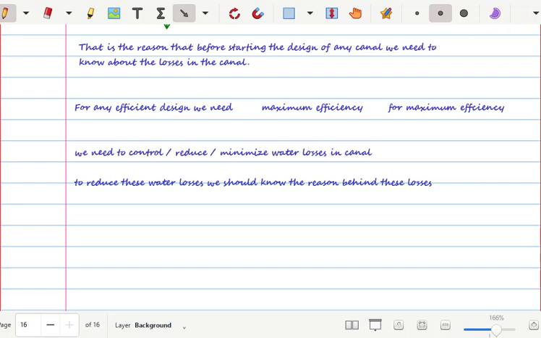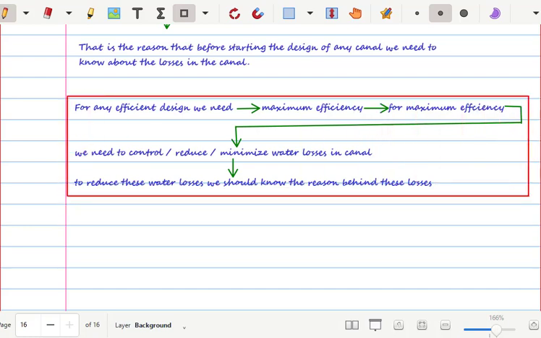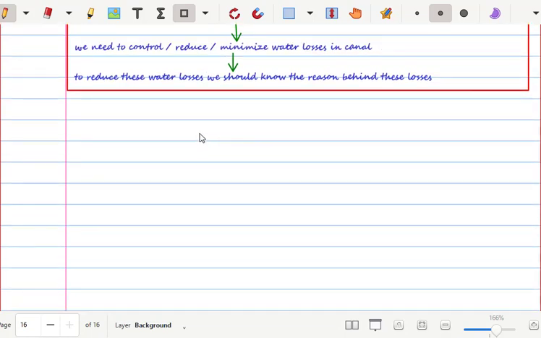So the first thing is that for an efficient design, we need maximum efficiency, and for maximum efficiency, we need to control, reduce or minimize the water losses in the canal. And to reduce these water losses, we should know the reason behind the losses, right? So this is all what we are going to discuss in our today's video. These were some important points. So now let's see what are the different kinds of losses we will find in a canal. Got it.